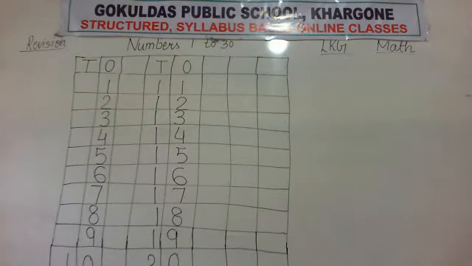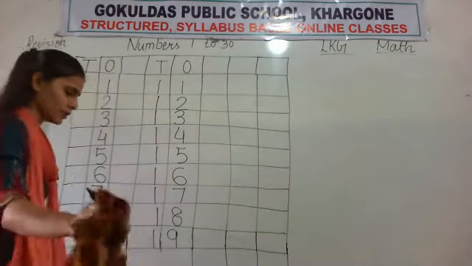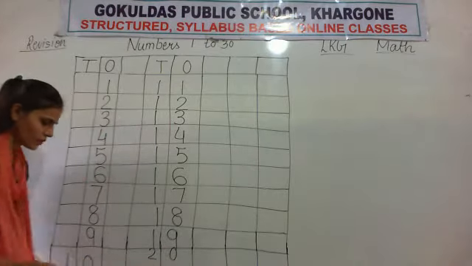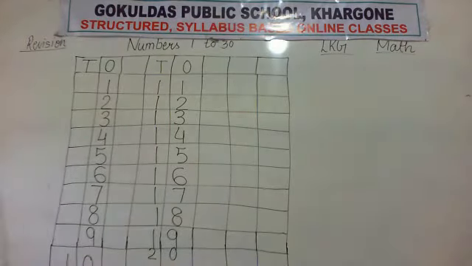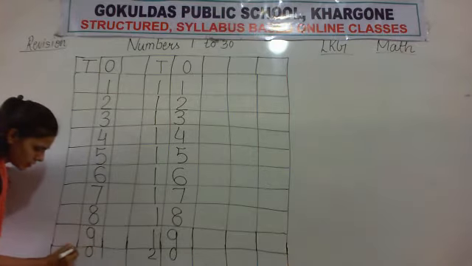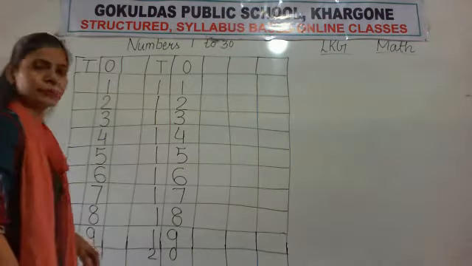Okay. 2, 0, 20. Are you visible? 2, 0, 20. Okay. Here 1, 0, 10. Are you visible? 1, 0, 10 at last. Okay. So these are numbers from 1 to 20.